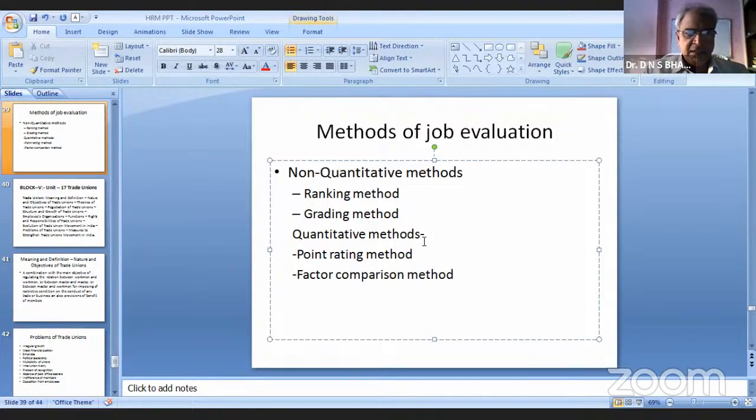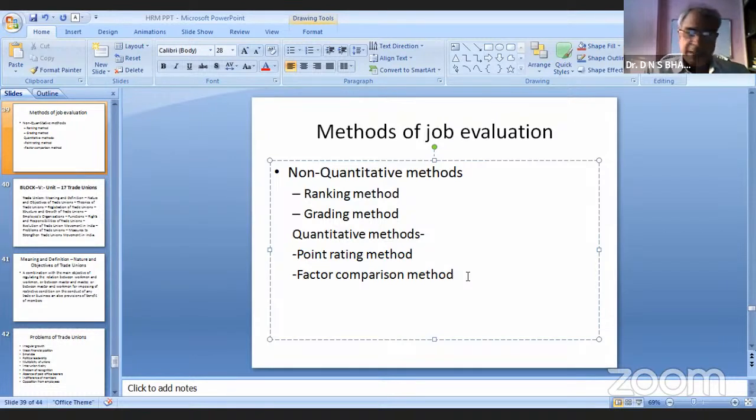Then lastly, the factor comparison method. In this, first is selecting and defining the factors. Factor comparison method is a very sophisticated method actually. Factors like skills, responsibility, and working conditions are common to all. These are the various factors.